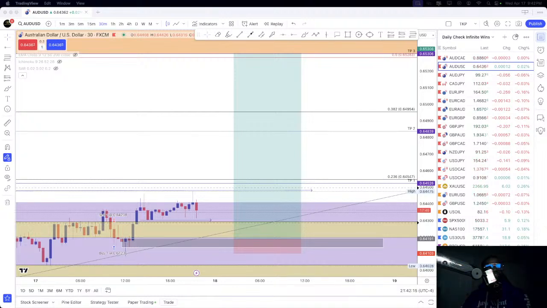I think we should respect that wick. If you didn't hear me, I said I think we should respect that wick on the 30-minute and just put it below that. So more so like 64071. Drop it down just a tad.